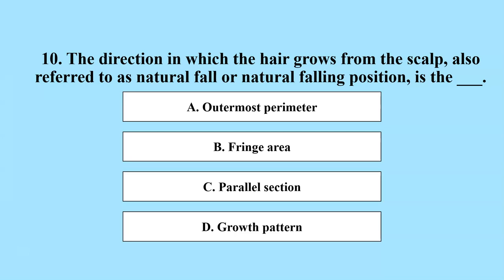The direction in which the hair grows from the scalp, also referred to as natural fall or natural falling position, is the outermost perimeter, fringe area, parallel section, growth pattern. If you chose D, growth pattern, you are correct.